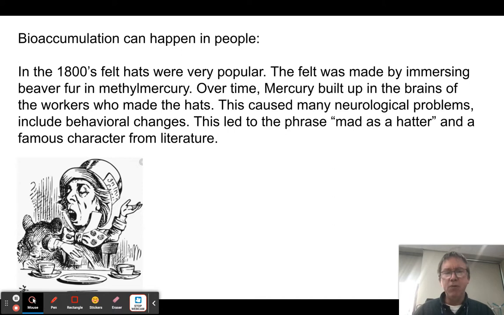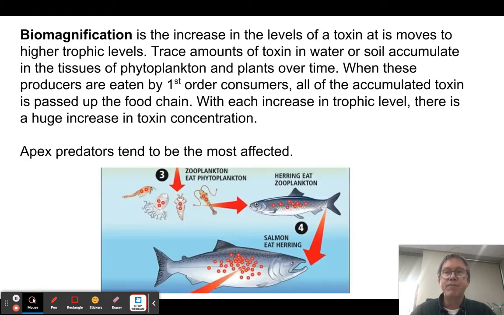Over time, the people who worked in hat factories started having a lot of neurologic problems: involuntary muscle twitches, cognitive problems, behavioral problems. And so they came to be known as insane people. So the term "mad as a hatter" became part of the English vernacular. And that's why, is it Lewis Carroll, I think, who wrote the books? In Alice in Wonderland, you have the Mad Hatter. It was because people went crazy because of the bioaccumulation of methylmercury.